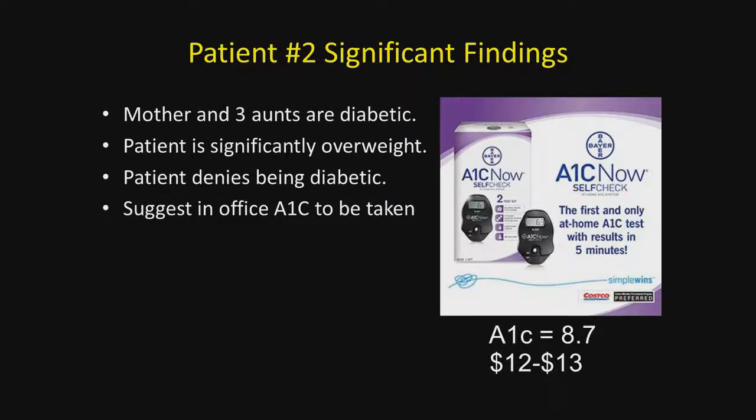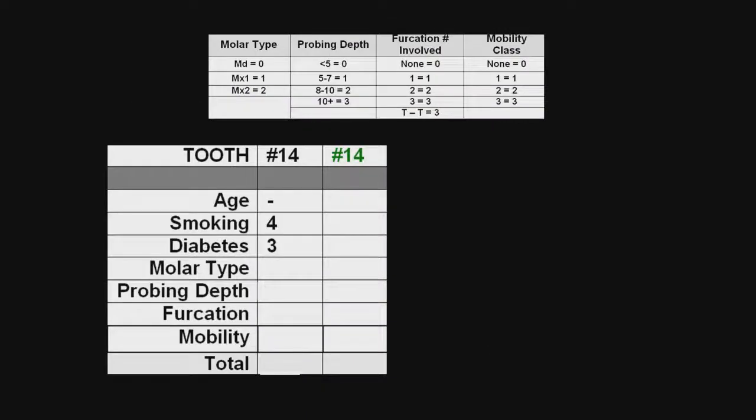Now, if we don't do the A1C and the patient is a smoker, as we've already seen, and if we look at the A1C level, an 8.7, that scores a 3. Now we're working on the first molar, which provides 60% function, which is a very key tooth, and that scores a 1. Remember, on patient 1, we had a 2 because that was on the second molar.